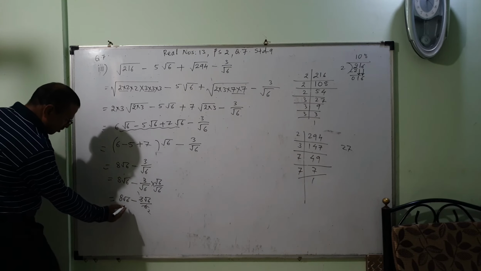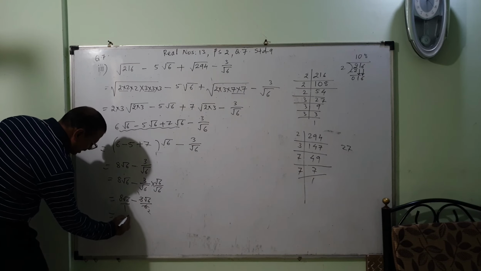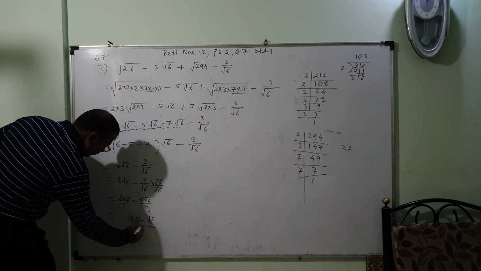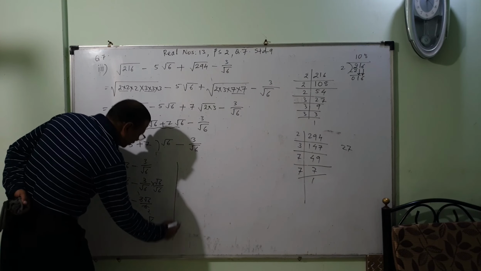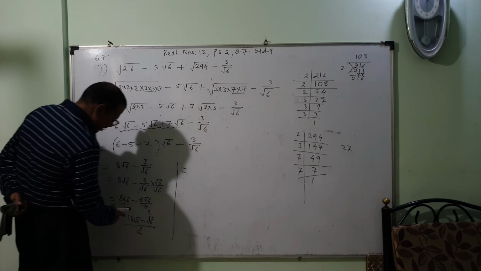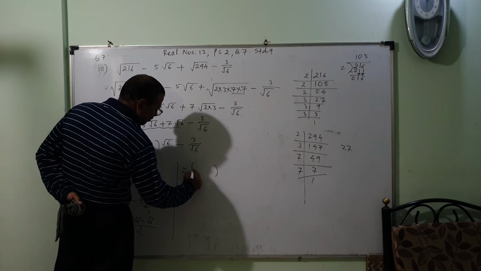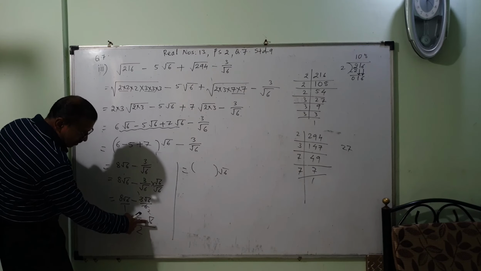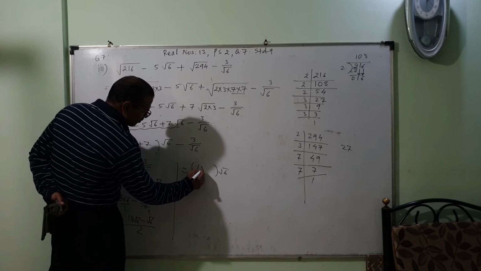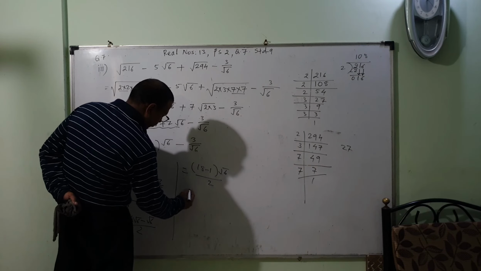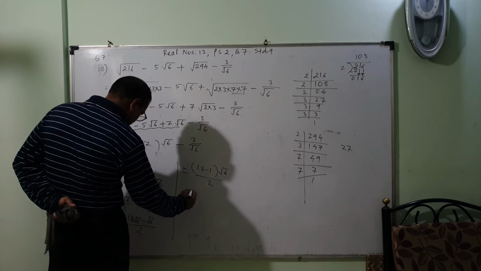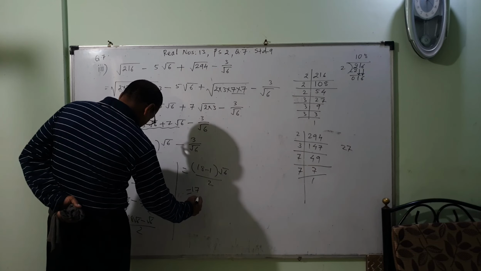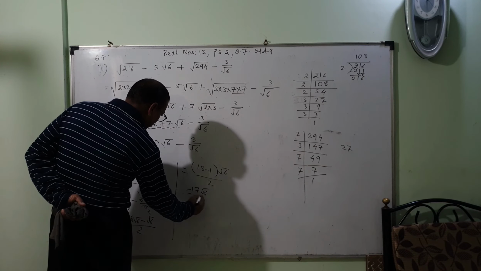Okay. Now do the cross multiplication. 8 to the 16 root 6 minus root 6 upon 2. So that is equal to root 6 is common in the numerator. Root 6 taken common, root 6. So this will be 18 minus, here it is 1. Don't forget this. 18 minus 1 upon 2. That is equal to 17 root 6 upon 2.